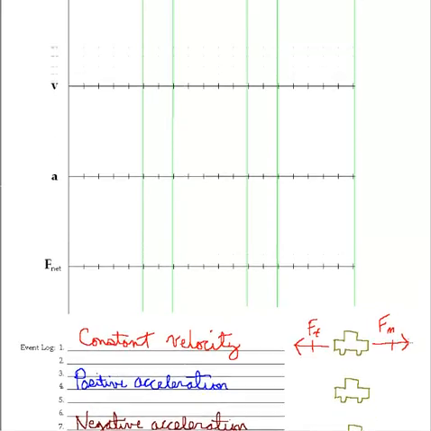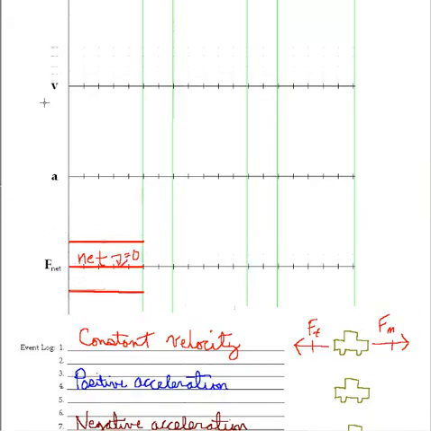So what this means is that the net force on this is 0. That is as a result of some sort of a positive force and some sort of a negative force. And so the net force is 0.